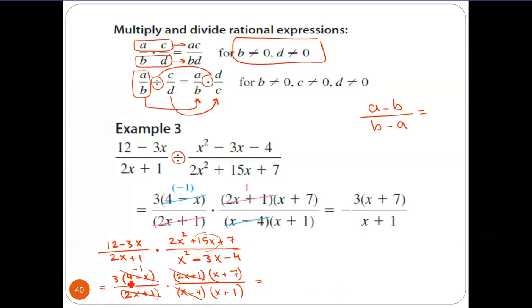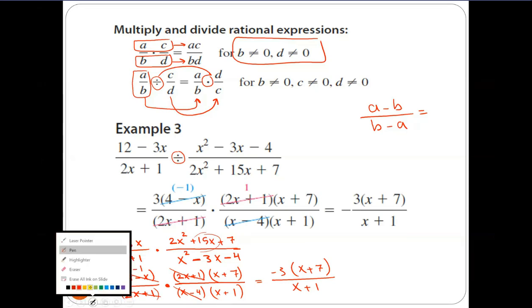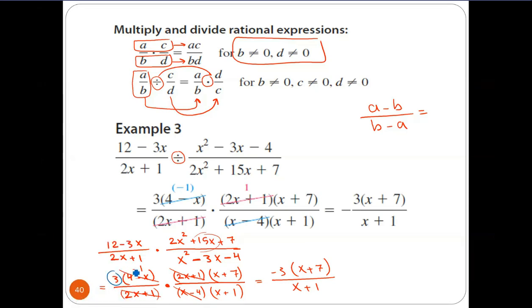Now, from the first fraction, we have negative 3. And the second fraction, we have x plus 7. And the denominator equals x plus 1. We have only negative 3 times x plus 7 over x plus 1. This is the final result. Okay.